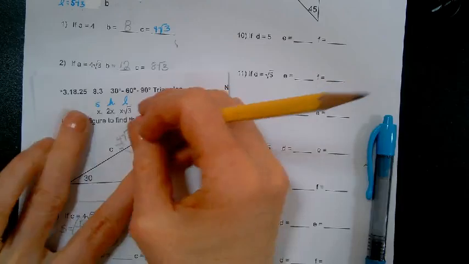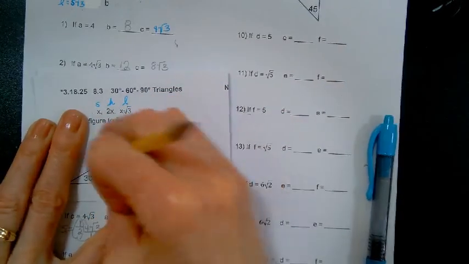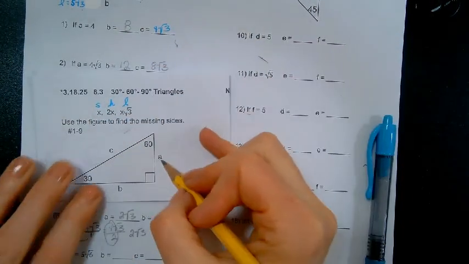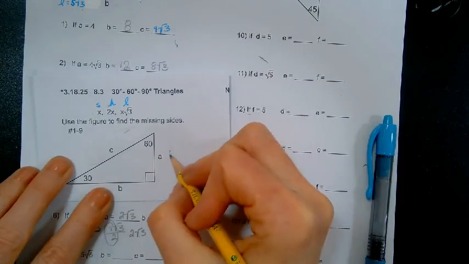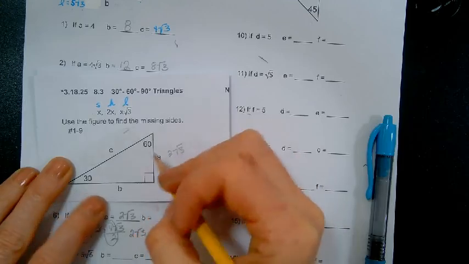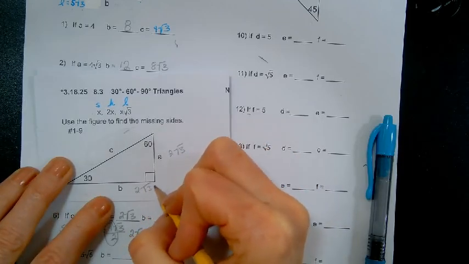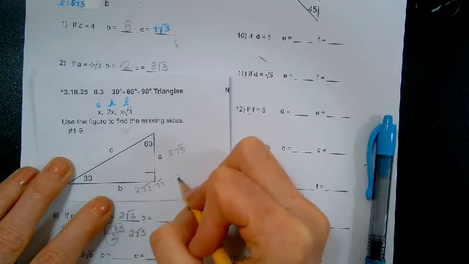All right, so once we find the short side, then we can use that to find the long side. Well, the short side is 2 rad 3. If this is 2 rad 3, to find the long leg, you have to multiply it by rad 3. That's 2 times 3, that's 6.